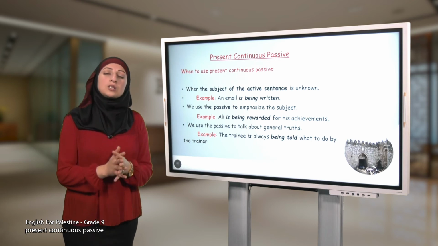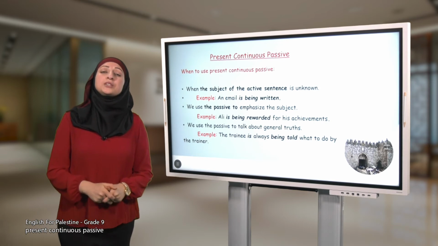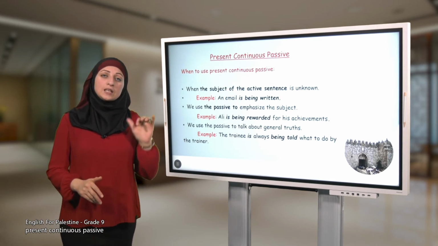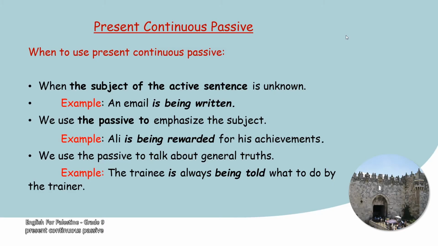So now, let's talk about present continuous passive. The first question, when do we use present continuous passive? In three cases. Case number one, when the subject of the active sentence is unknown. For example, an email is being written. Case number two, we use it to emphasize the subject itself. For example, Ali is being rewarded for his achievements. Number three, we use it to talk about general truths.